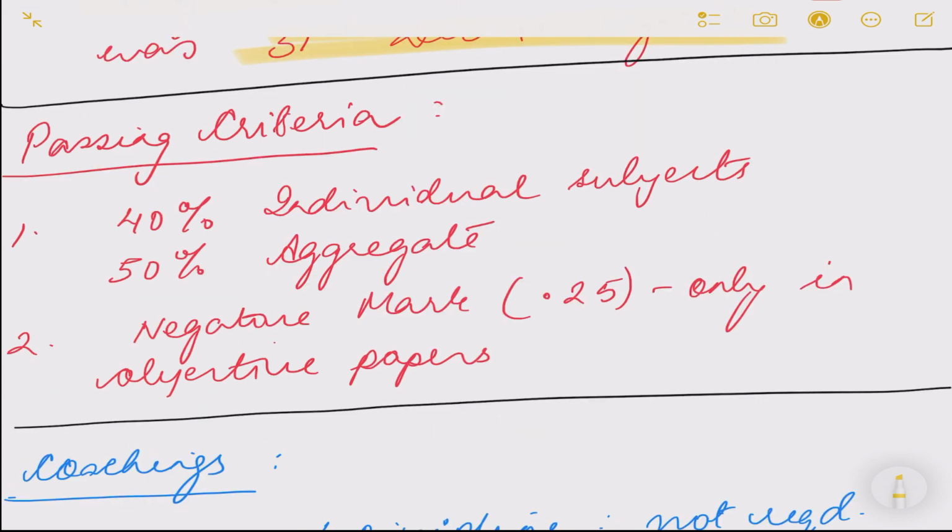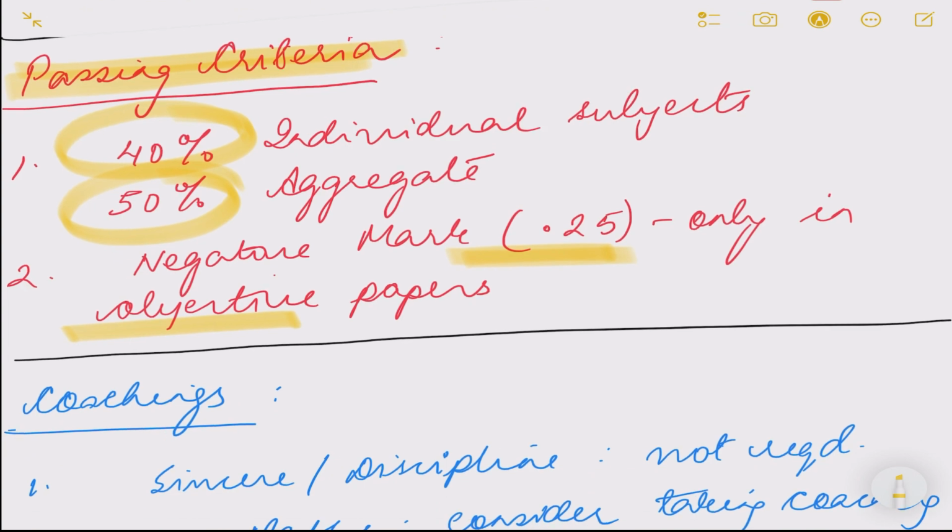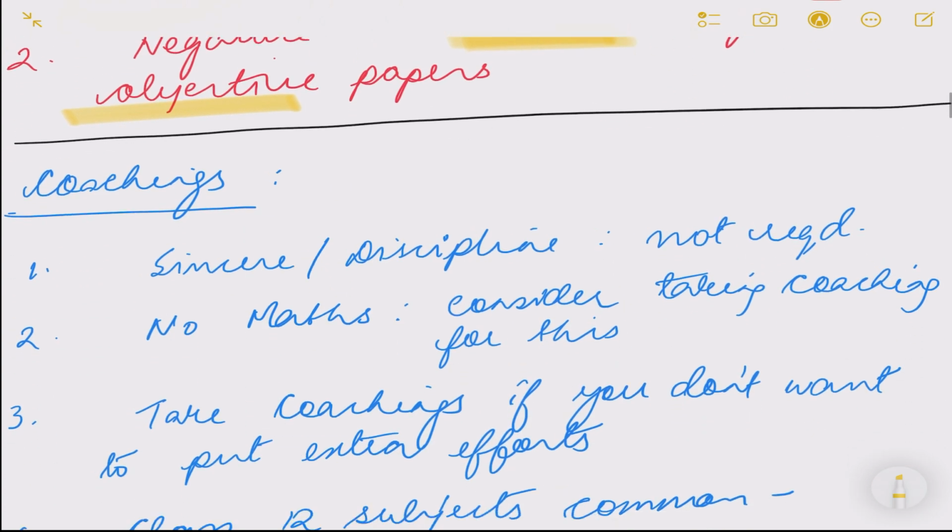So students, let's discuss what is the passing criteria to clear your CA Foundation level. In individual subjects, you need to score 40% marks, and in aggregate, you need to score 50% marks. In subjective papers, there is no negative marking, but in objective papers, there is a negative marking of 0.25. So I have discussed in detail how to attempt MCQ questions. You can have a look at that video as well.